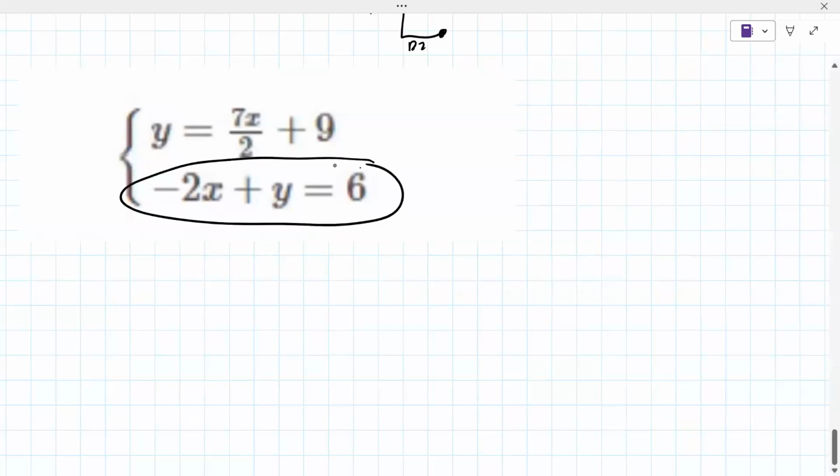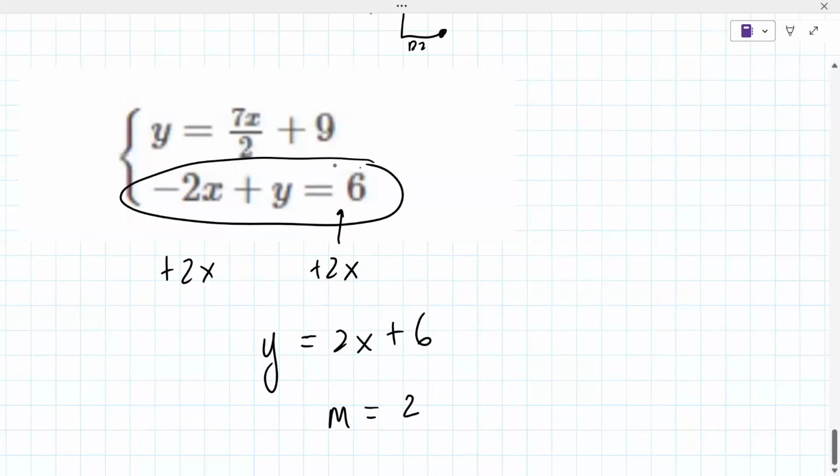What I was referring to with the second equation is if you add 2x to both sides, y equals 2x plus 6. And that way you can get the slope. The slope is 2 and the b value is 6.